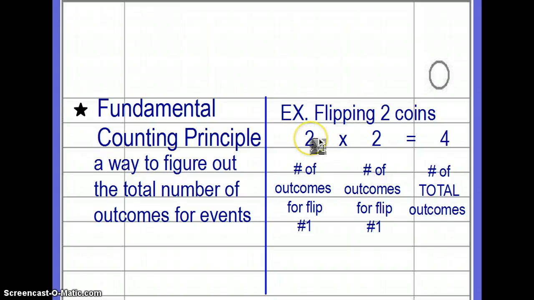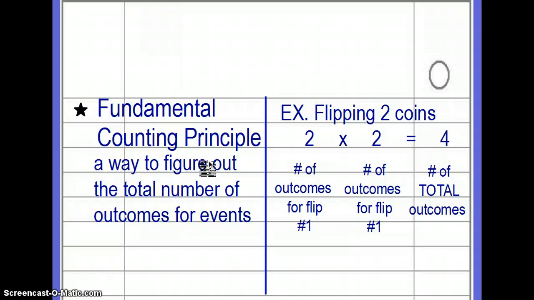So there are 2, that's the number of outcomes for the first flip. For flip number 1, you could have either got heads or tails. For the second flip, you could have either got heads or tails. Well, 2 times 2 is 4. That's the total number of outcomes for that event. So the fundamental counting principle is super easy.